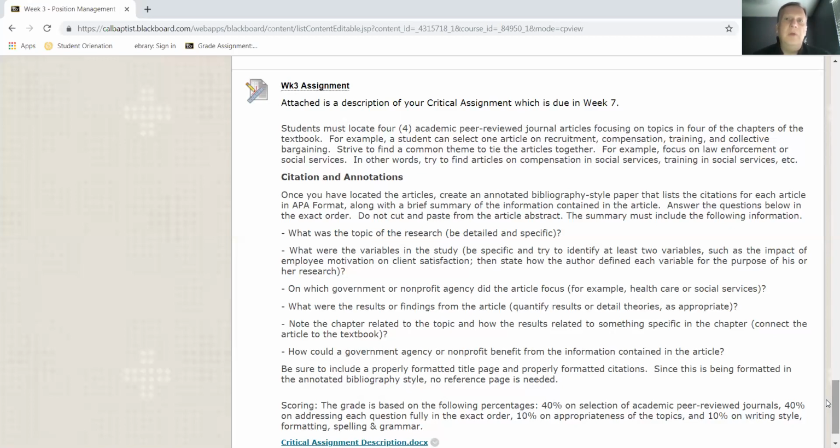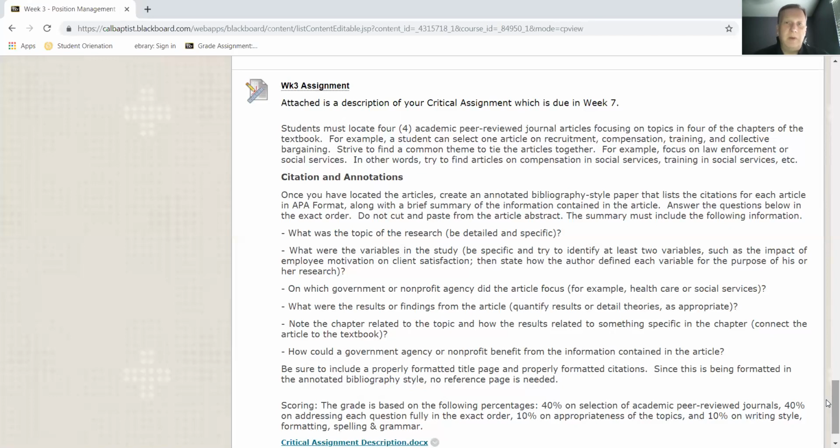And then how could the government or public agency or nonprofit agency benefit from the information that is presented in the article? As always, your annotated bibliography should adhere to APA format. You should have a properly formatted title page. And again, make sure your citations are formatted according to APA.